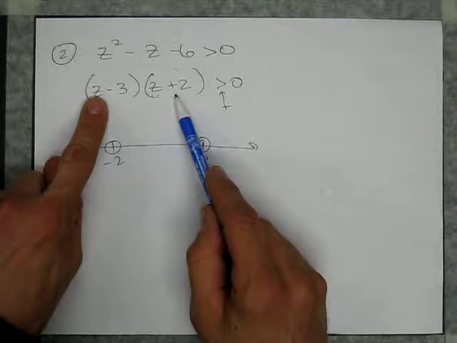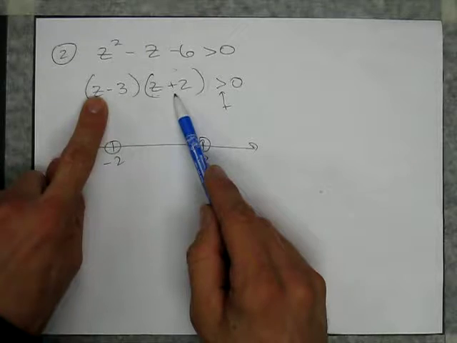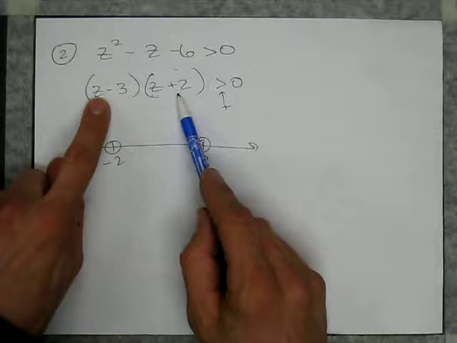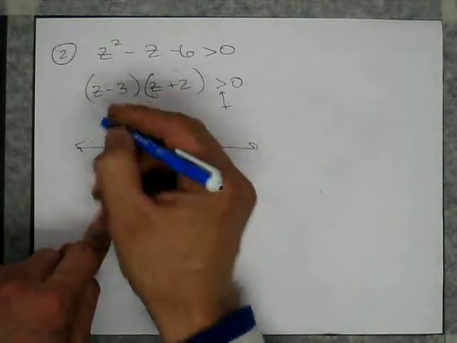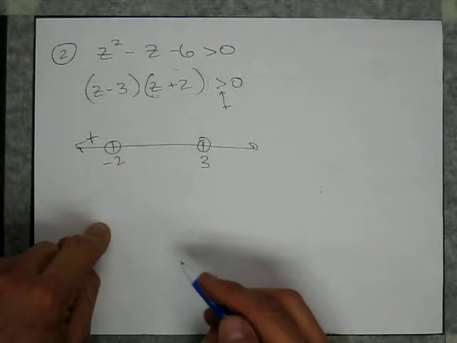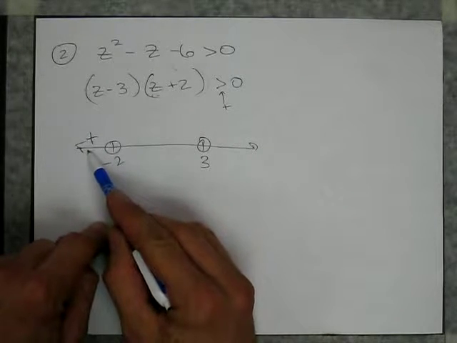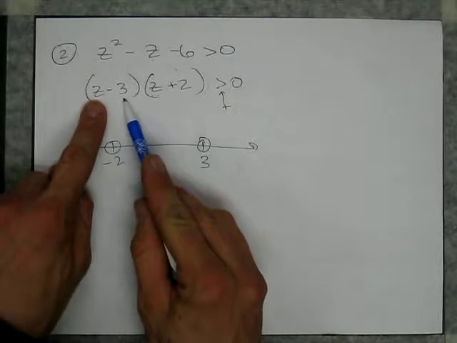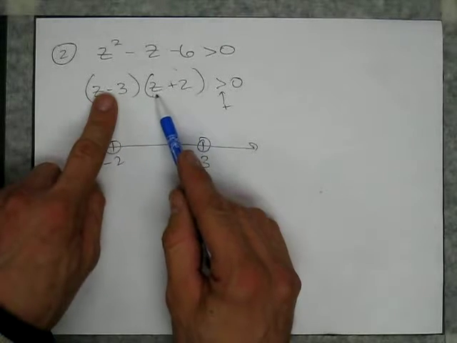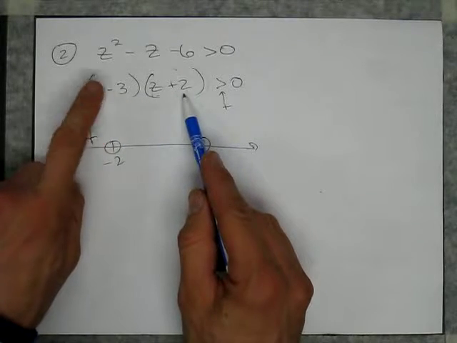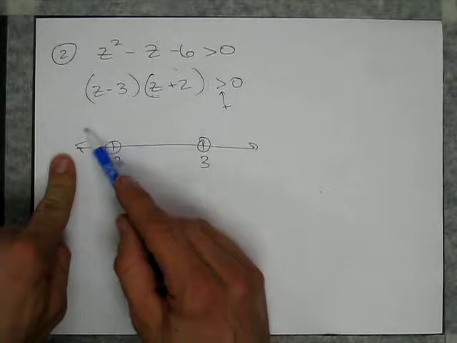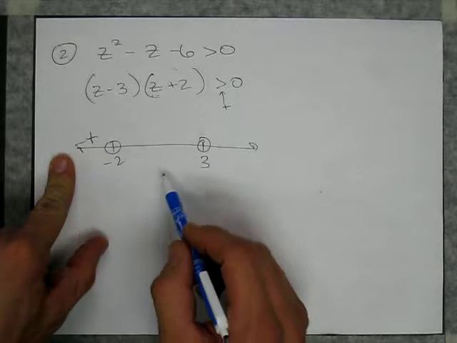When you plug in a negative 5, you get a negative and a negative, and a negative times a negative is a positive. You can plug in negative 10 here. Negative 10 minus 3 is negative 13, so that's a negative. Negative 10 plus 2 is negative 8, that's a negative. And a negative times a negative is a positive. So any value to the left of negative 2 is going to be positive.